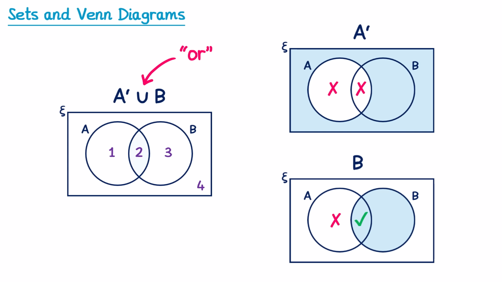So let's shade in region 2. Region 3 is in this one, and it's in this one, so that will definitely be included in the answer, so we shade in region 3. And region 4 is in this one, but not in this one. But that doesn't matter, because it's in at least one of them, so we will include it in the answer. So we actually include all of the regions in this, apart from region 1.